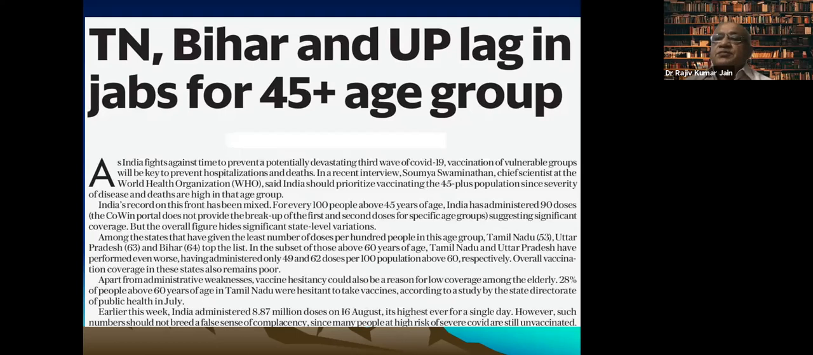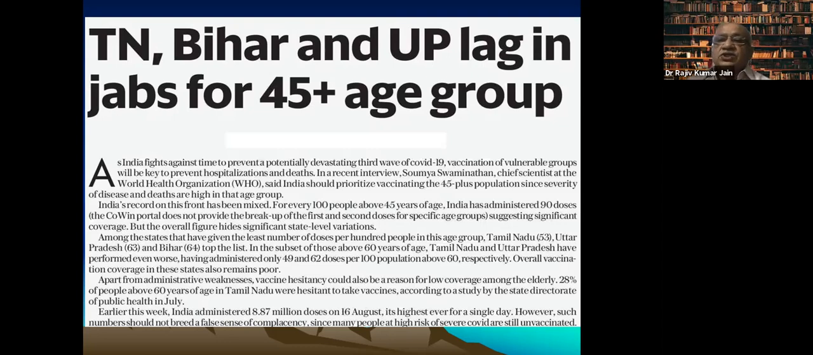For every 100 people above 45 years of age, India has administered 90 doses. The COVID portal does not provide the breakup of the first and second doses for specific age groups, suggesting significant coverage. But the overall figure hides significant state-level variations. Among the states that have given the least number of doses per 100 people in this age group, Tamil Nadu, 53, Uttar Pradesh, 63, and Bihar, 64, top the list. In the subset of those above 60 years of age, Tamil Nadu and Uttar Pradesh have performed even worse, having administered only 49 and 62 doses per 100 population above 60, respectively.